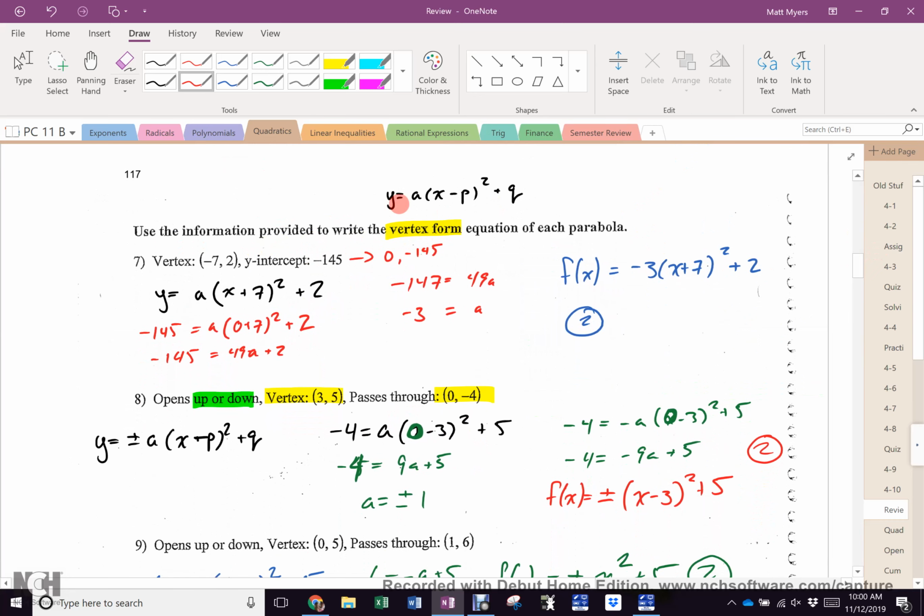I want the vertex form of the parabola. There it is. This already had the vertex, and it had the y-intercept. Once I have the y-intercept, of course, that's an x and a y value, isn't it? So all I do is put those values in here and I solve to get negative 3a. Negative 3 equals a, so there is the final answer.